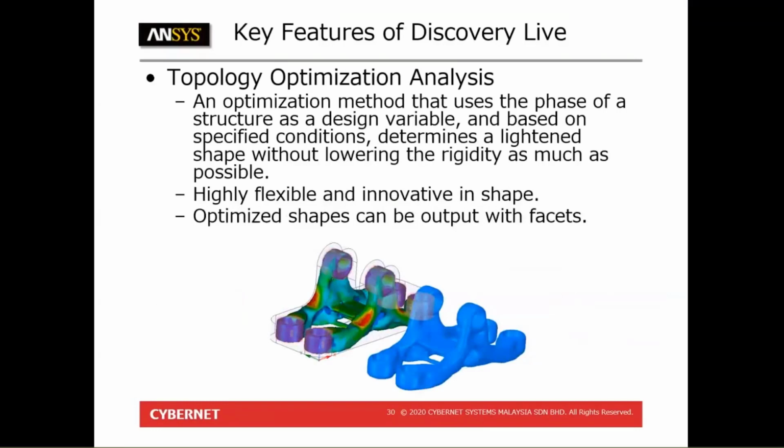So finally, we have the topology optimization analysis. This optimization analysis is basically an optimization method that uses the shape of a structure as a design variable, and based on specific conditions determines a lightened shape without lowering the rigidity as much as possible. It is highly flexible and thus results in innovative shapes. The optimized shape can be output with facets and therefore can be used later on for verification.